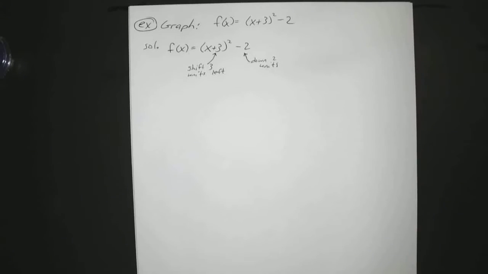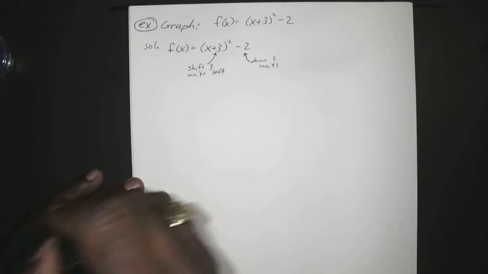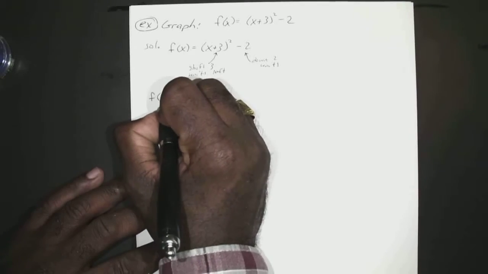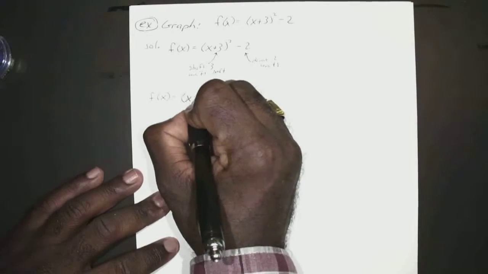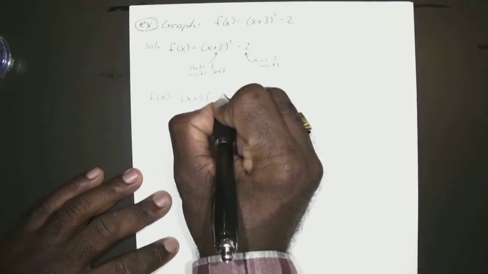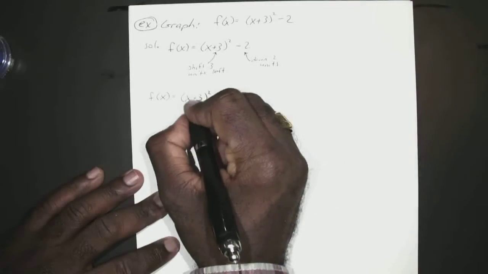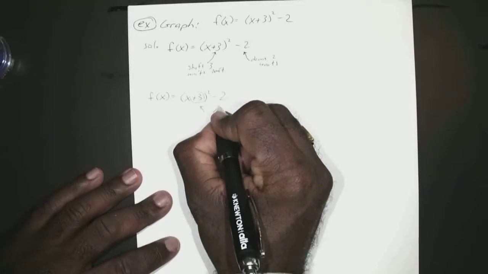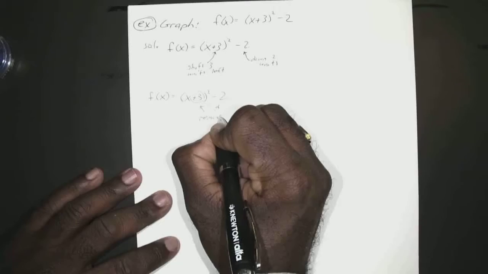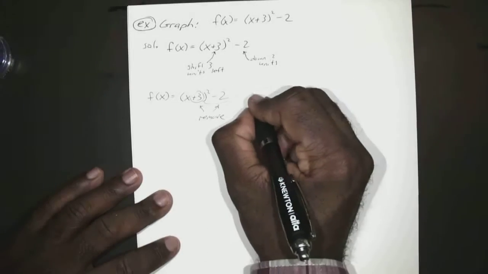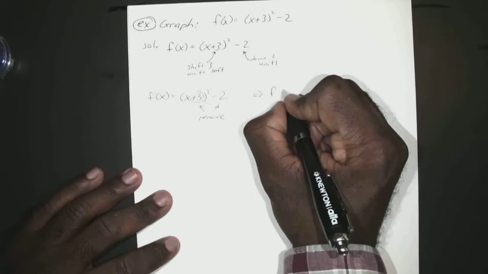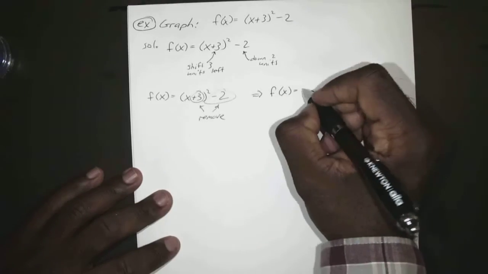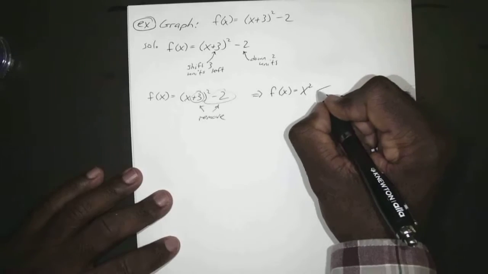Okay. So now all we have to do is find our parent function. Okay, so if you have f of x equals (x plus 3) squared minus 2, you're going to get rid of all the numbers that aren't exponents. So you're going to remove those two. Which means you're going to have f of x equals, that disappears, so it's just x squared as your parent function.